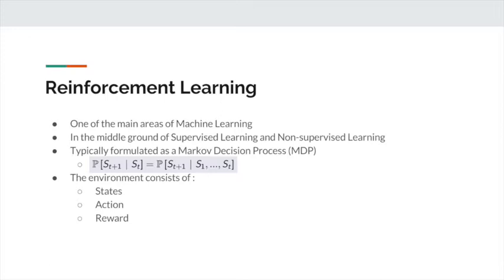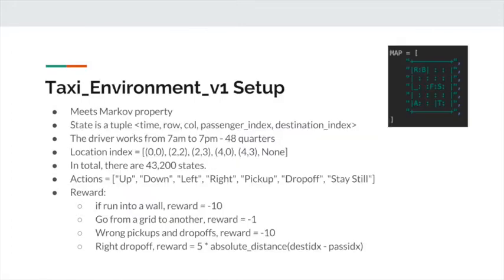A reinforcement learning environment is formulated as a Markov decision process, MDP. It has to meet the Markov property: the probability of getting to the next state only depends on the current state. So it's a memoryless process. The environment consists of states, actions that you can take at every state, and a reward for every action. A taxi environment obviously meets the Markov property. The probability of a taxi driving to Century Avenue at 12 p.m., for instance, doesn't depend on where it went to at 7 a.m. or 8 a.m.